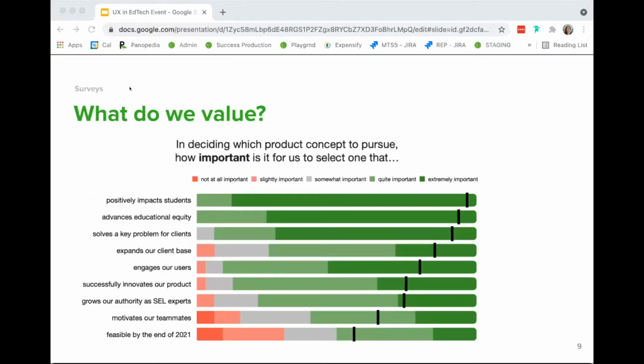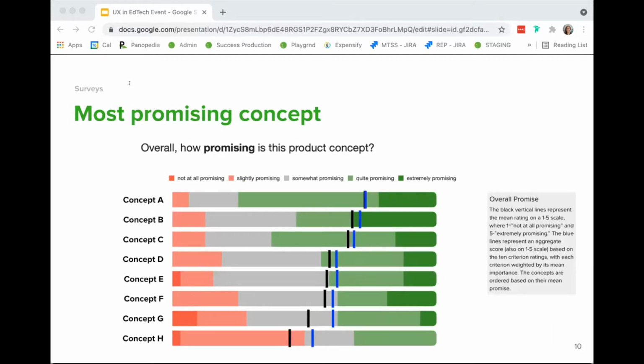Based on all of that data, we had a lot to look at, which was really great, and to help us understand where to go next. This, for example, shows how our team ranks some of the different criteria of what we value in a product. This slide is also from our internal survey, and it shows how our team responded to how promising each concept was, with the black vertical line representing a mean rating, and the blue lines representing an aggregate score based on those 10 criteria. This is where our head of research came in and helped us understand all of the data we got. This information, along with other research and factors like interviews and our lit reviews, helped us choose 2 final concepts to begin moving forward.